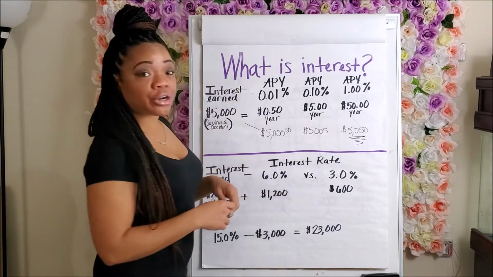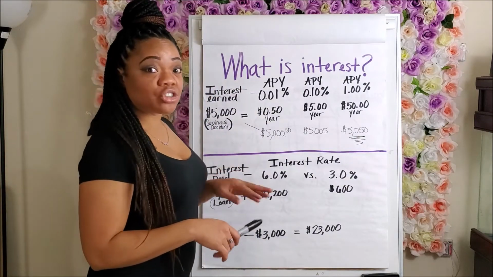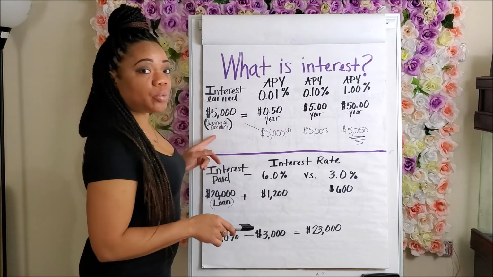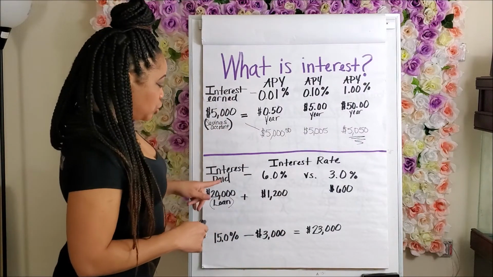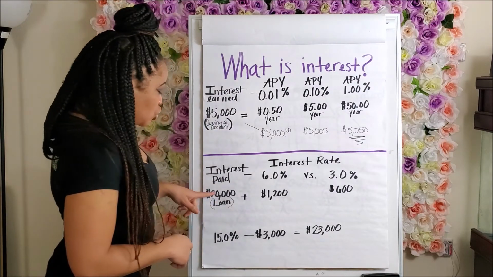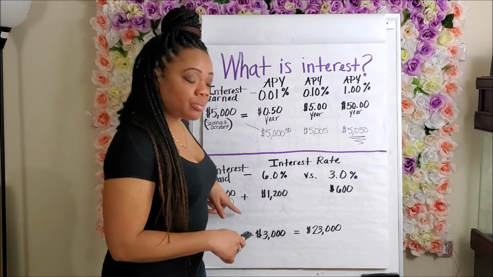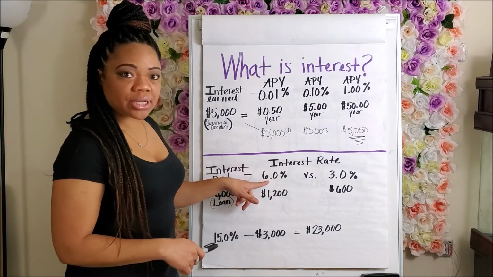And that's interest earned explained simply. And that's just in relation to a savings account. Interest has many definitions, but we're sticking strictly to interest earned for a savings account, and on to interest paid, and this is going to be in relation to a loan. So we have a $20,000 loan. With this $20,000 loan, our interest rate is 6%.